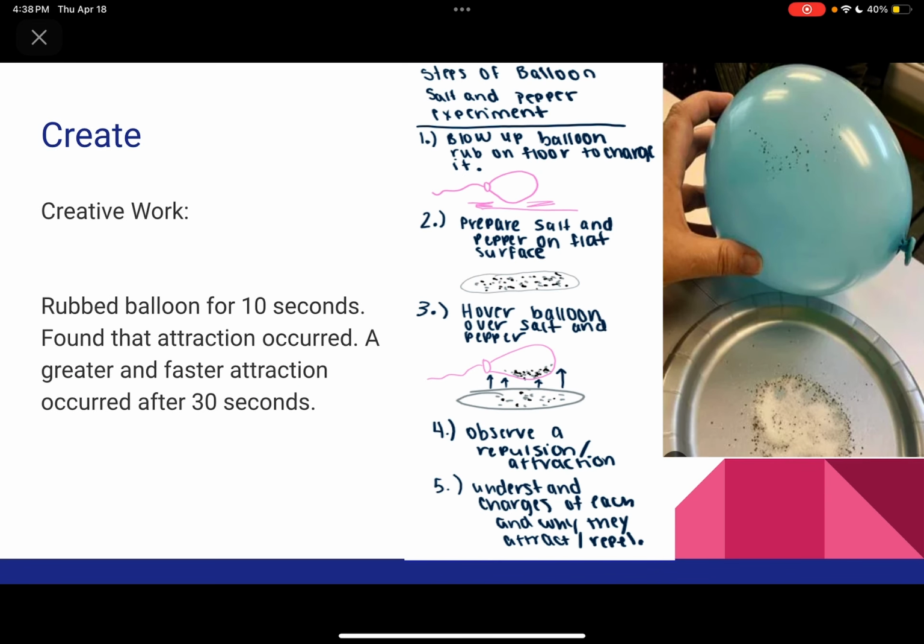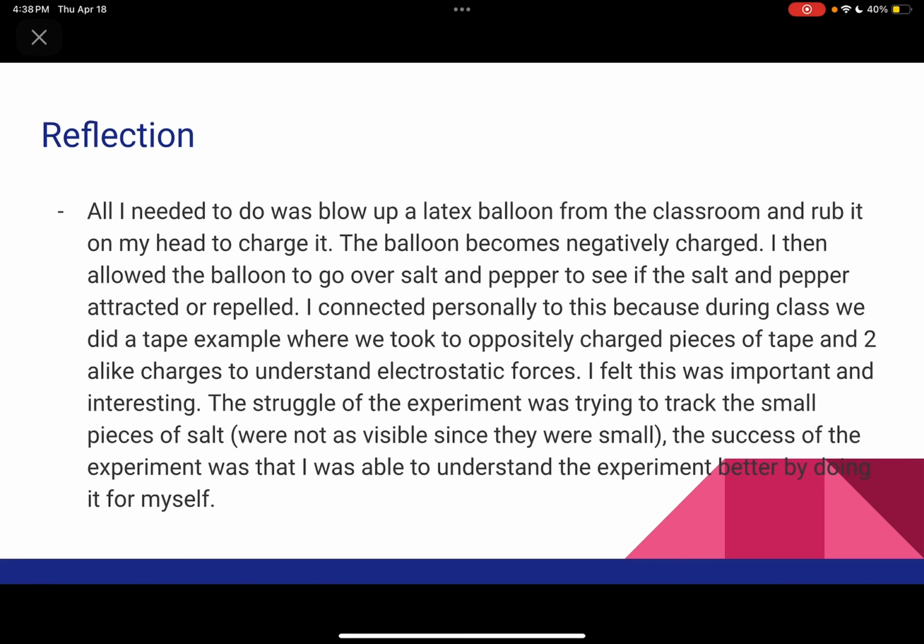To create this, I blew up a balloon and I put salt and pepper on a plate. I rubbed the balloon roughly on the floor for 10 seconds and for 30 seconds and found that when I rubbed it for 30 seconds, it was attracted, which is why I also coded it, because I wanted to indicate the animation of what it would look like, so there was a faster attraction.